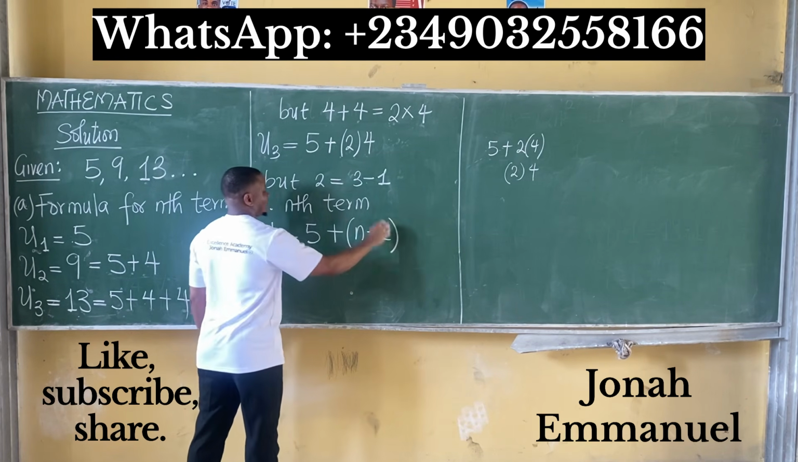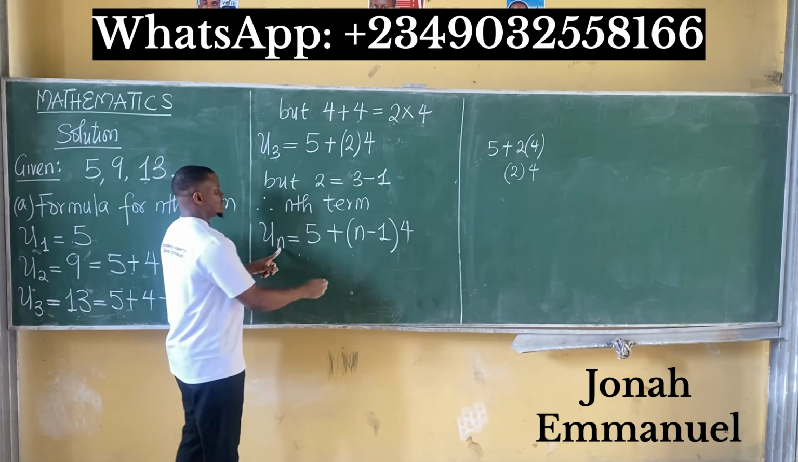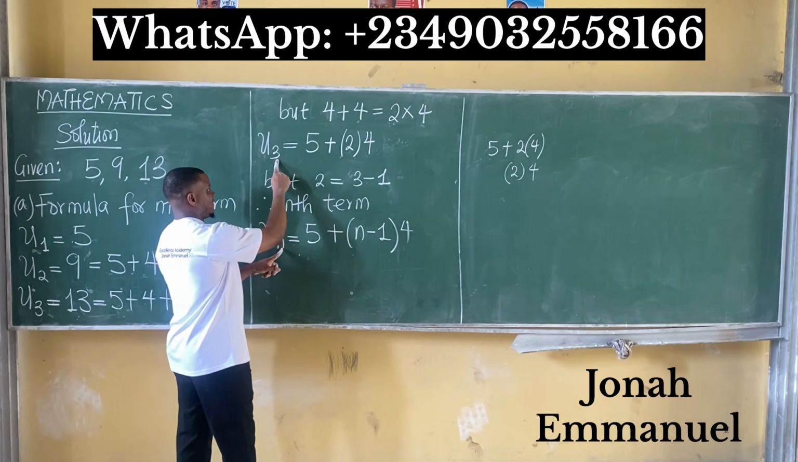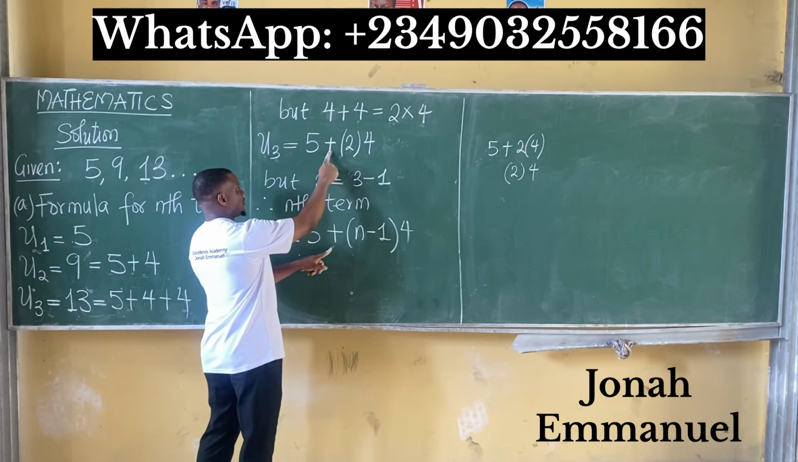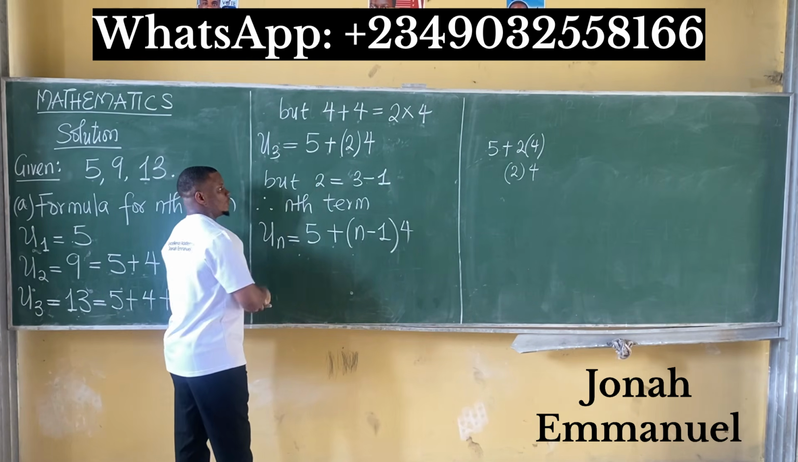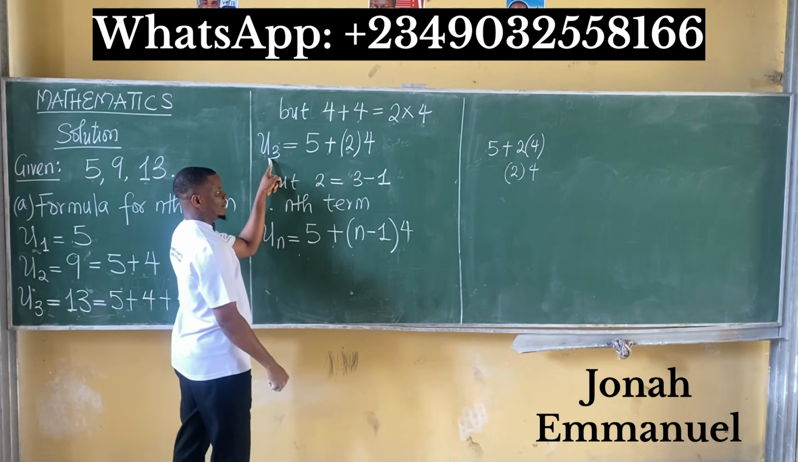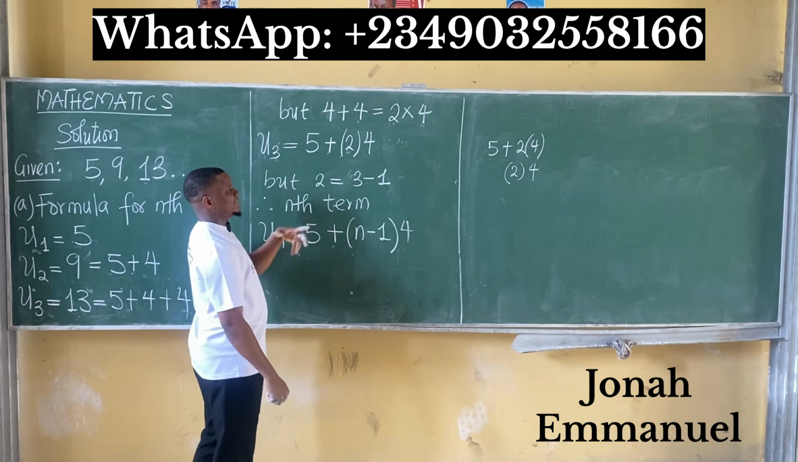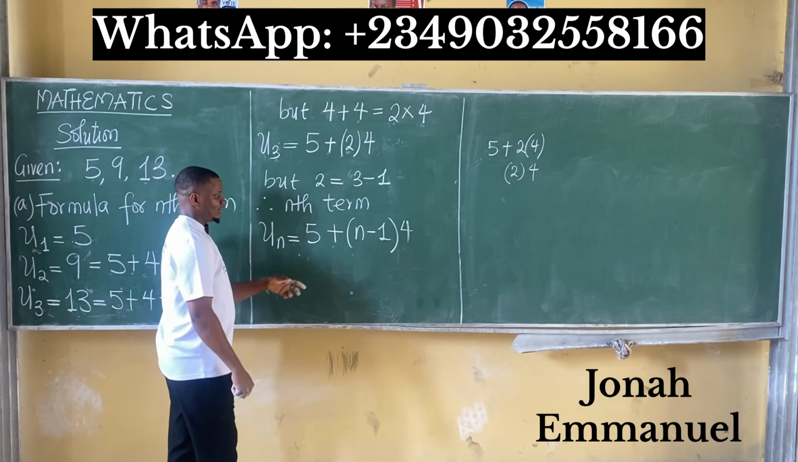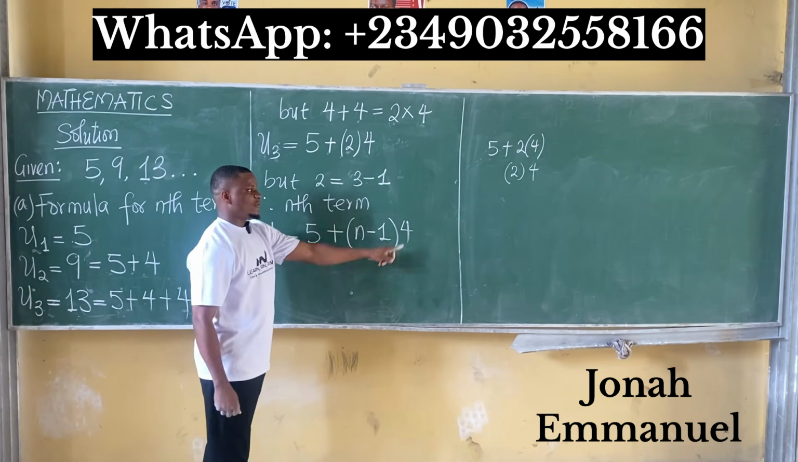And then finally you have 4. So we had u_n equal to 5 plus, and we got 2 by saying 3 minus 1. So the concept here is to find a way to relate the term in the bracket to this one here. 2 is gotten by saying 3 minus 1, so it becomes n, in this case, minus 1, and then bring out the 4.